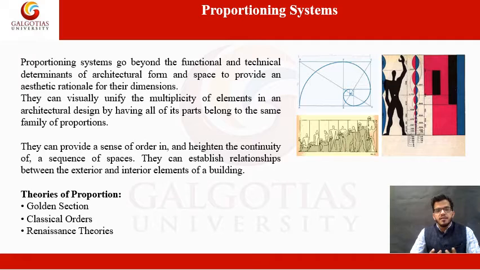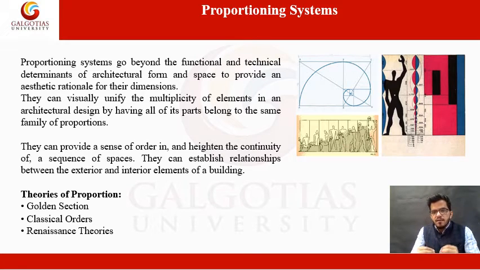The proportioning systems used in architectural design go beyond the functional and technical determinants of the architectural form and different spaces, to provide an aesthetic rationale for their dimensions. They can visually unify the multiplicity of elements in an architectural design by having all of its parts belong to the same family of proportion.